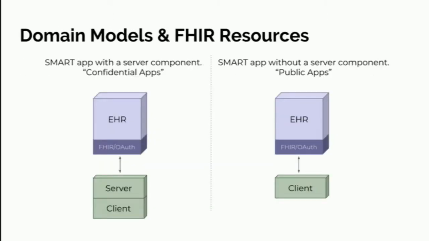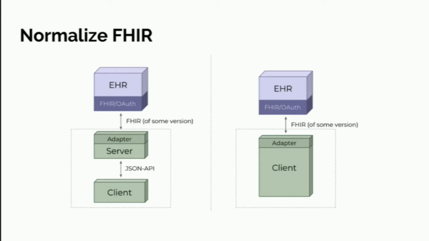And so in an architecture diagram, if you consider the two kinds of apps, the confidential apps where you have a client-server piece and the public apps where you don't have that server piece to protect the secret. Incidentally, we mostly do the confidential apps. We haven't really done any production public apps. But the concept's the same, in that you might get FHIRs of some version from the EHR, because you could be talking to more than one EHR. In our case at McKesson, we had 3.